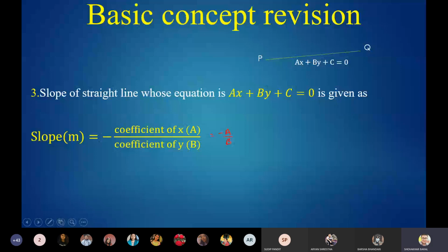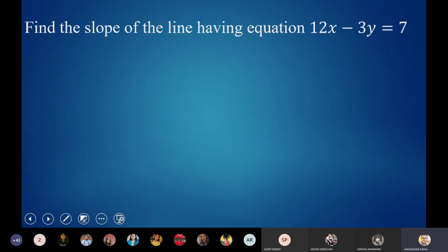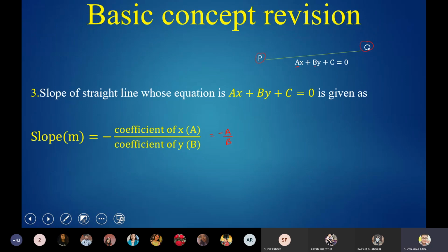Okay, this equation may be PQ or AB, CD. Since I have used A and B here, I have named this equation as P and Q. It's not always necessary that the straight line must be named as PQ. It can be named with any variables. Okay. So let me explain why slope is denoted by m.